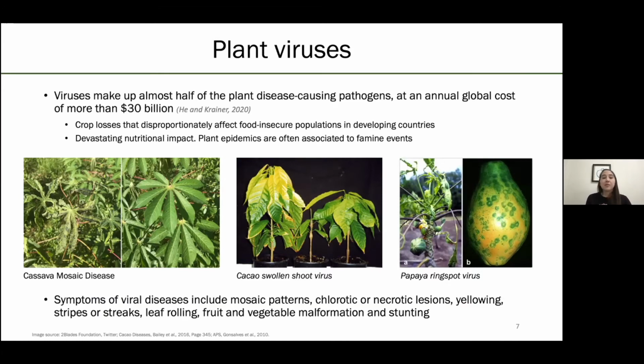So symptoms of viral disease include mosaic patterns, chlorotic or necrotic lesions, yellowing stripes or streaks, leaf rolling, fruit and vegetable malformation, or stunting.